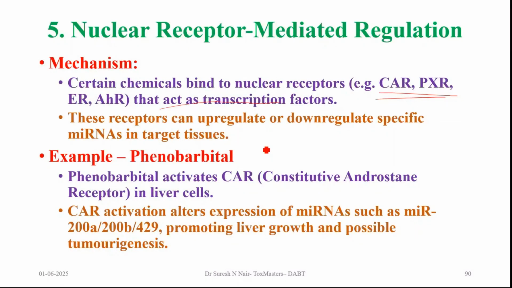Then phenobarbital. Phenobarbital activates the CAR, and the CAR alters the expression of these miRNAs, promoting liver growth and possible tumorigenesis in the liver. That will end up in hepatocellular carcinoma. So this is how phenobarbital, on prolonged dose and prolonged use, produces hepatocellular carcinoma.